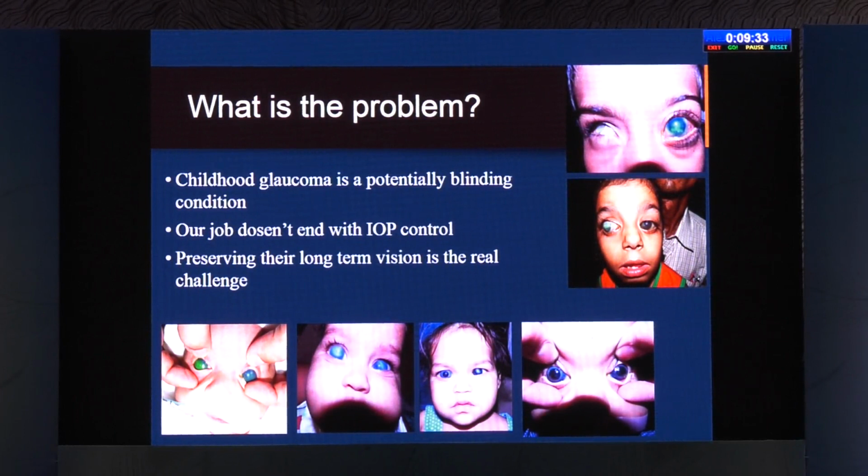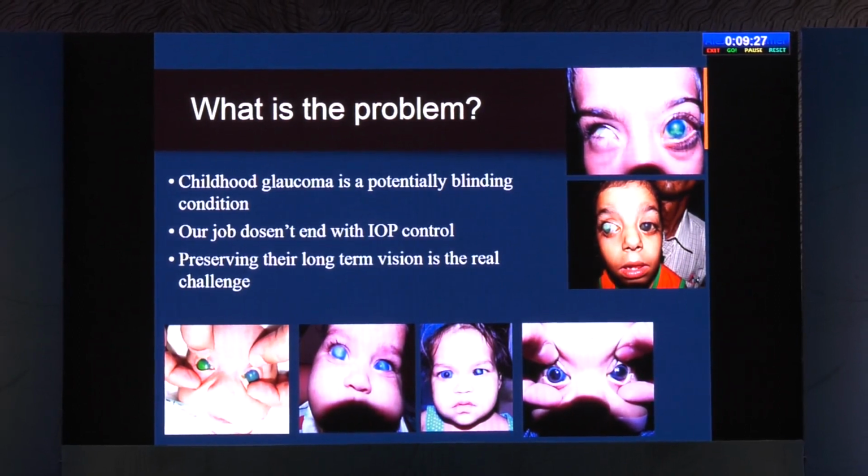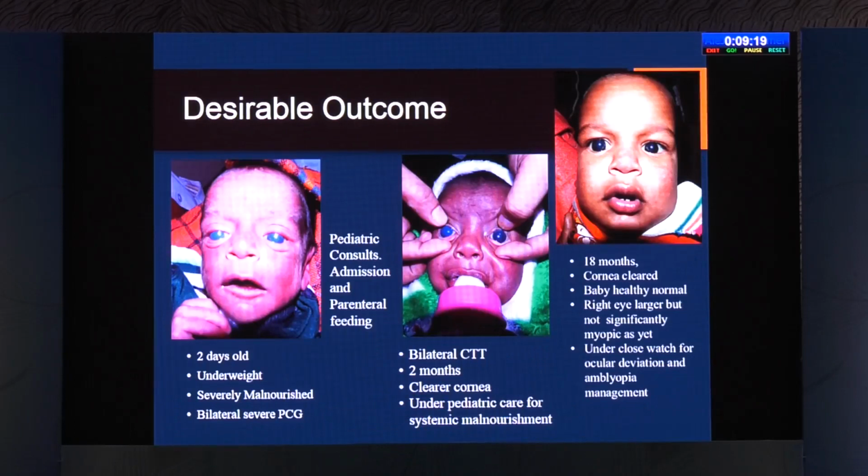So this neonate with CTT, with pressures controlled, your job is not done if you stop here. You have to push your cornea colleagues to do a transplant, and then push them and hold their hands, because they're going to come back to you with post-PK glaucoma maybe. So this is a desirable outcome.